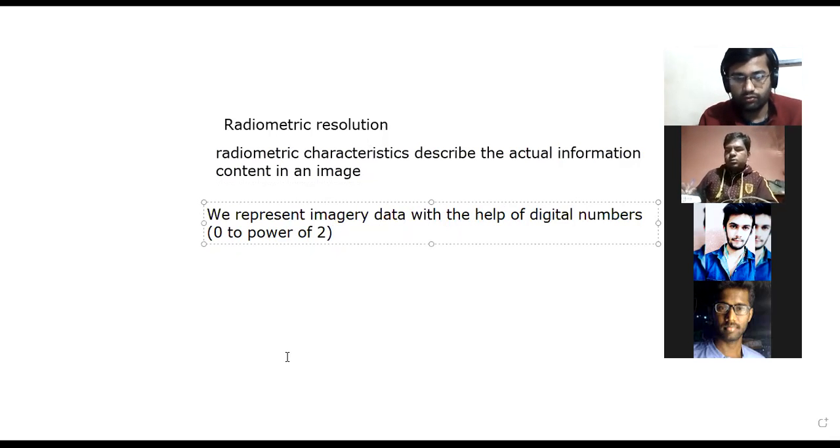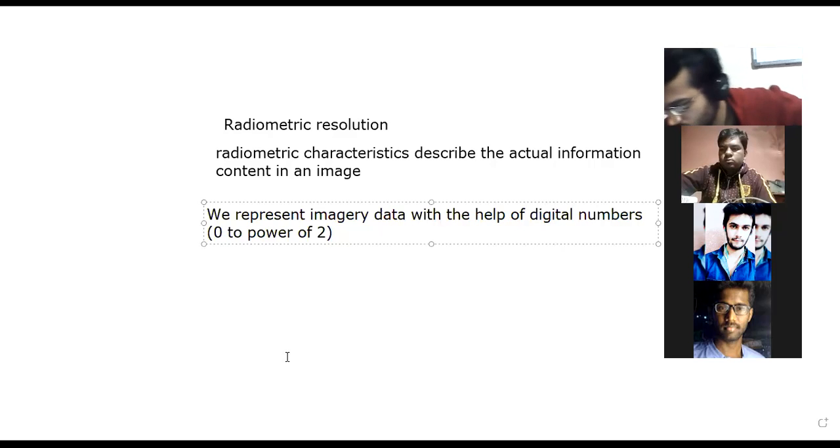Every time we represent imagery data with the help of digital numbers, because all the machines are doing the actual work, so we know when we have to give them digital numbers. Your digital number starts from 0 to a power of 2, to the power 4, let's say 2 to the power 8, likewise. Clear?